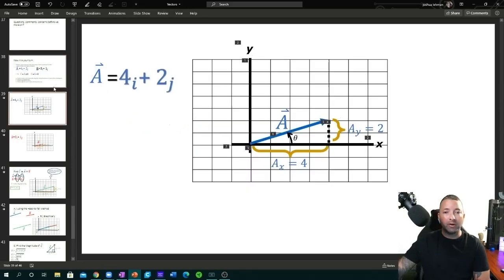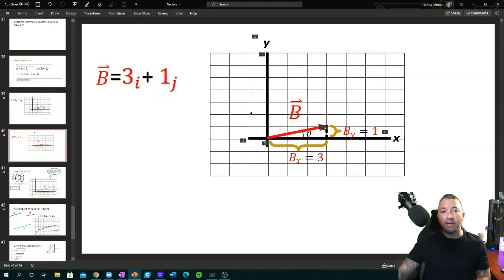So just starting out, here's vector A. Vector A goes 4 in the x direction and 2 in the y direction, or we can say i and j directions. So 4 in the i and 2 in the j. So graphically, this is what it looks like. Vector B, we are given as 3 in the i direction, 1 in the j direction. So graphically, this is what it's going to look like.